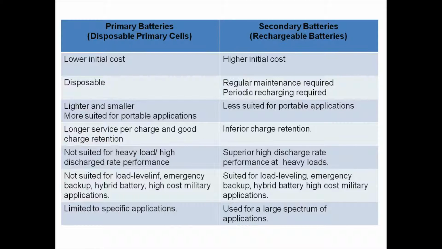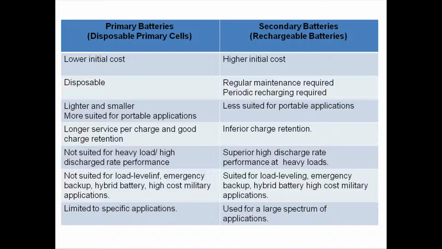First is about the cost. Primary cells have lower initial cost than secondary batteries. Another factor is that the secondary batteries require regular maintenance and periodic recharging, while the primary cells are disposable. Primary batteries are typically lighter and smaller, thus they are traditionally more suited for portable applications.